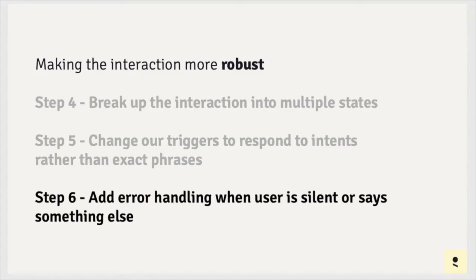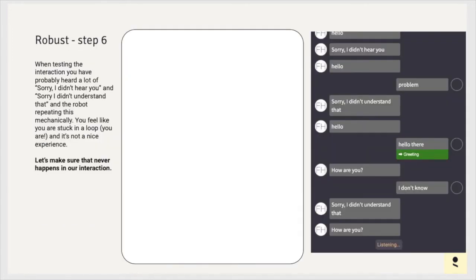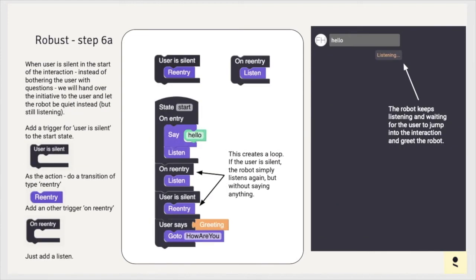All right, next up, we want to be making the interaction more robust by adding error handling for when the user is silent or says something else. So let's start by having the robot play out something when the user is silent. As you know, you have probably heard a lot of interactions where the system will repeat, "Sorry, I didn't hear you," "Sorry, I didn't understand that," repeating this very mechanically, and you feel like you're stuck in a loop. It is not a nice experience, so let's make sure that that never happens in our interaction. And starting by adding triggers for when the user is silent and what should happen then.